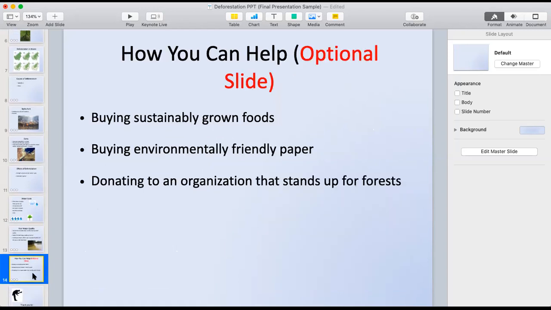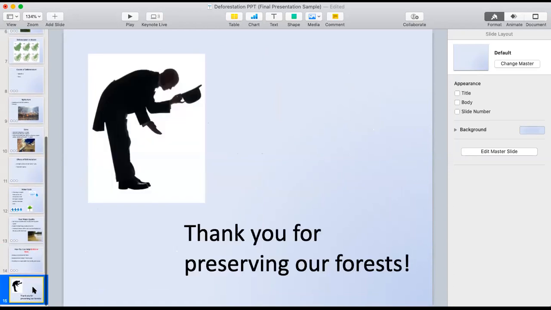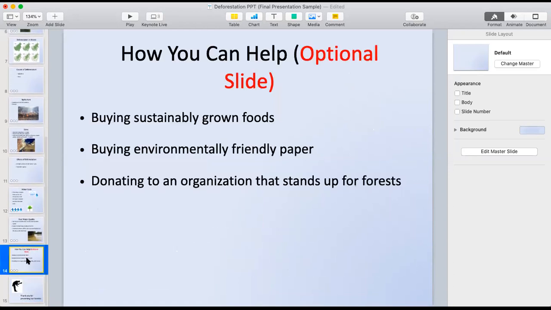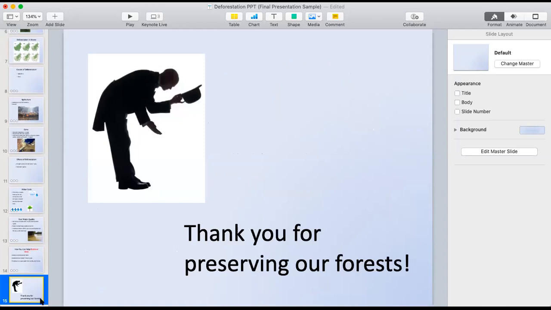And then here we have an optional slide. If you are writing a cause and effect essay, you can suggest a solution or encourage people to help you solve the problem. And then you thank your audience. There's something very important missing in this PowerPoint presentation. Can someone tell me what it is? What should be the last slide?